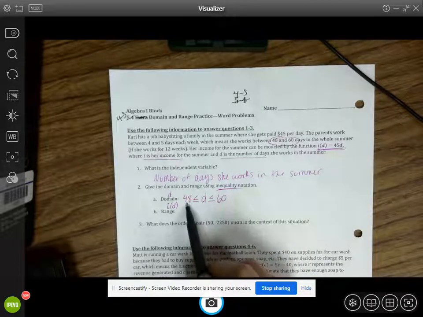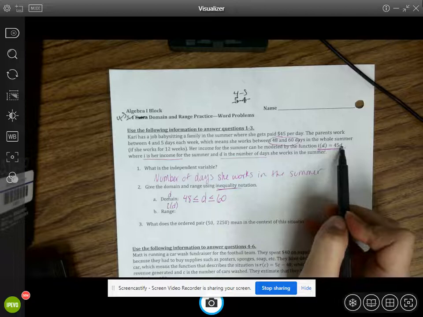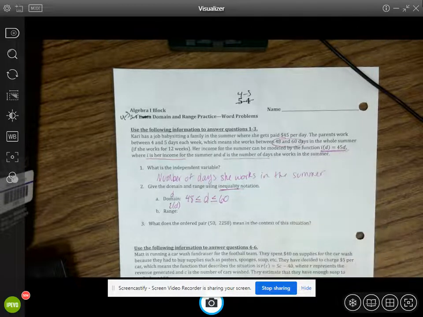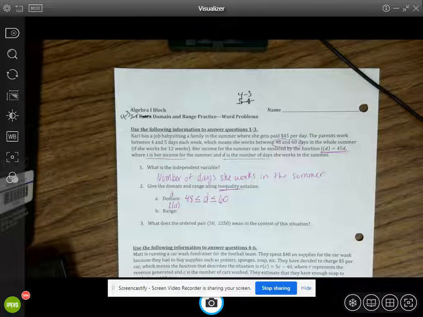So we're going to plug 48 in for D. So I'm going to do in Desmos 45 times 48.